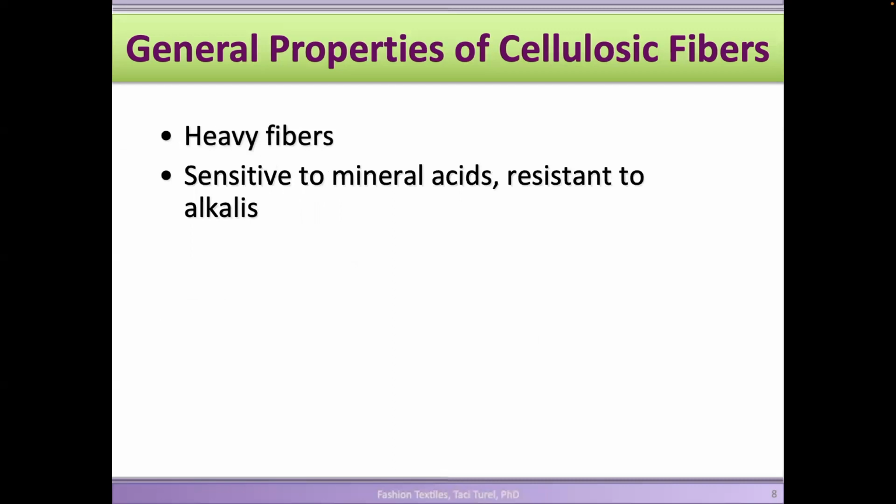So what that means is that, for example, orange juice, lemon juice, these are acidic. If you spill those on your cotton fabrics and leave it like that, it will eventually damage the fibers and weaken the fibers or maybe break them up. If it is concentrated acids, like sulfuric acid or any other acid that you spill on your cotton shirt, it will definitely damage your cotton shirt. So they're sensitive to acids, but they're resistant to alkalis, which are the soaps and detergents that we use to wash them.